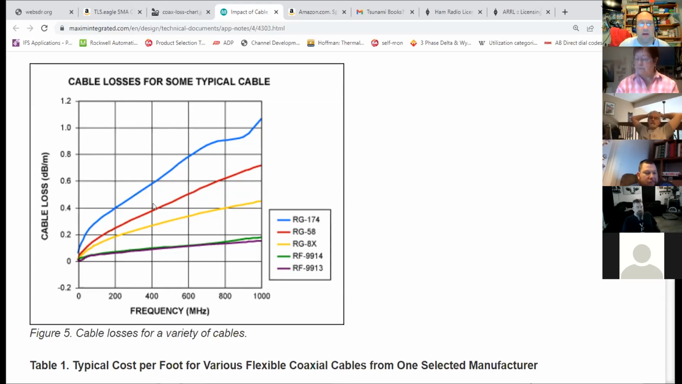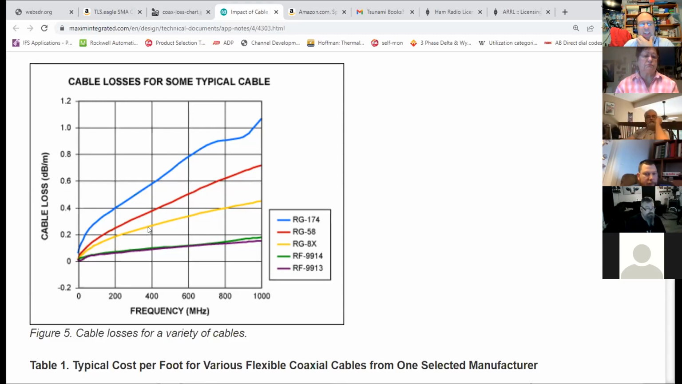All right, so now let's go down to RG58. Notice our red line at 400 megahertz is about 0.4 of a decibel per meter. So the 50 meters that we started with is now 20 dB. Now we're down to 1/100th. So that's a little bit better, right? One watt in produces a hundredth of a watt out. That's still not good. So let's go down.